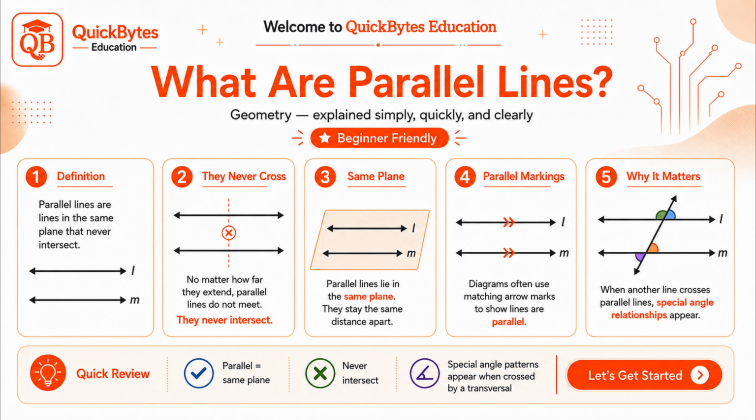Parallel lines are lines in the same plane that never intersect. That means they keep going forever, but they never cross. In diagrams, parallel lines are often marked with small arrow symbols. Those markings tell you the lines are parallel. This matters because parallel lines create special angle relationships when another line crosses them.